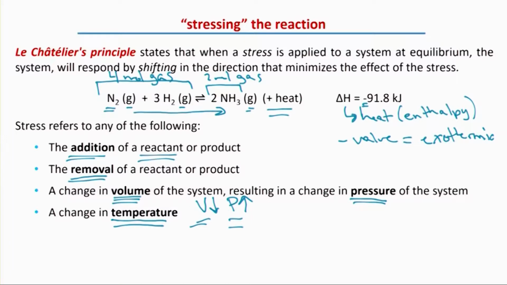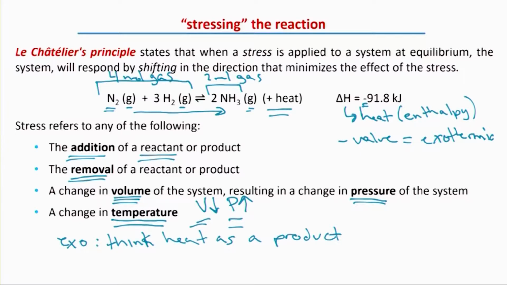So for an exothermic reaction, you want to think of heat as a product. And what does that mean? Well, if this system now has a change in temperature, you want to think of it reacting just like the other reactants and products, so that it would shift to then minimize that stress.